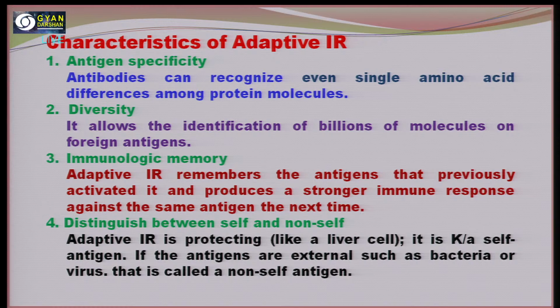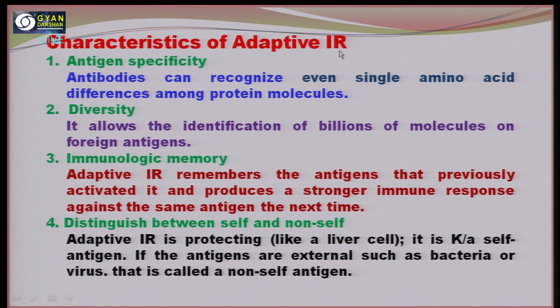Diversity: it allows identification of billions of molecules on foreign antigens, meaning billions upon billions of molecules can be identified by your adaptive immunity. The third one is immunological memory. The adaptive immune response remembers the antigen that previously activated it and produces a stronger immune response against the same antigen the next time.